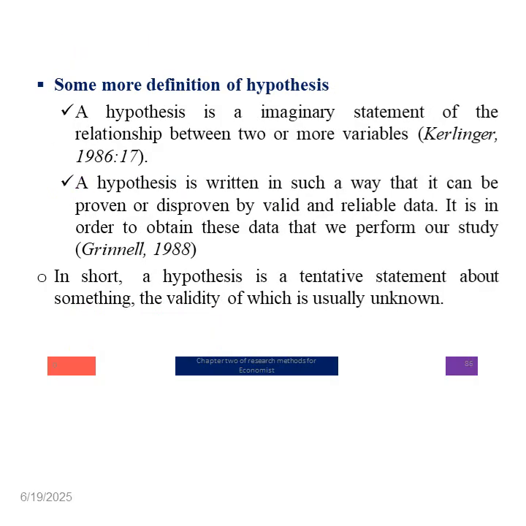Some more definitions of hypothesis. Hypothesis is a general statement of the relationship between two or more variables, according to these authors. Hypothesis is written in such a way that it can be proven or disproven by valid and reliable data. It is in order to obtain this data that we perform our studies. In short, hypothesis is a tentative statement about something, the validity of which is usually unknown.